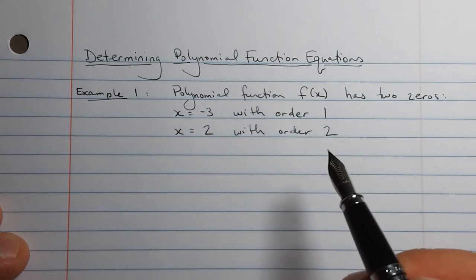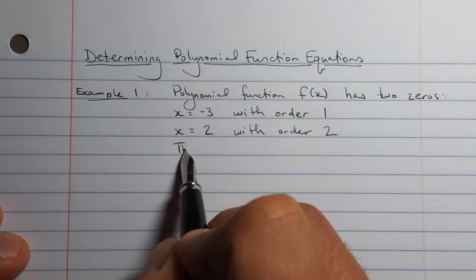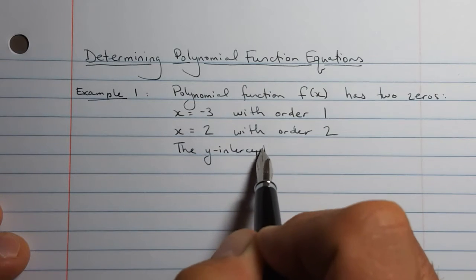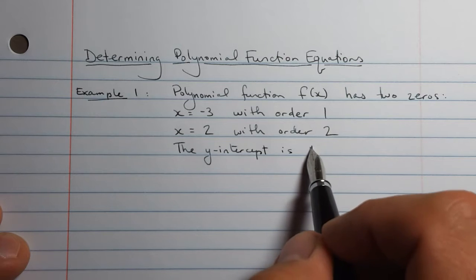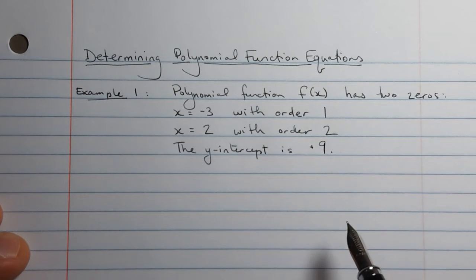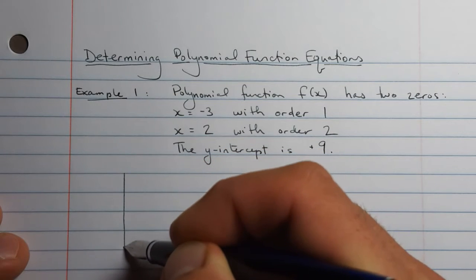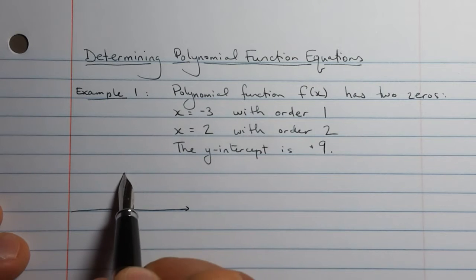One more piece of information that we need to be able to finalize an equation, though, I'm going to tell you that the y-intercept is +9. And so our challenge here is to find an equation to represent this polynomial. Maybe I'll just draw a little sketch here to go with this. You don't need to draw a sketch, but I'll help you. It'll help you to be more confident of your answer at the end.